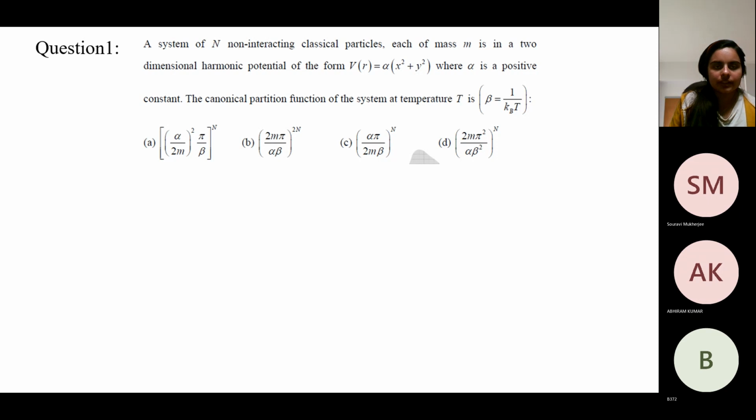Okay, so here we have a system of n non-interacting classical particles, each of mass m, in a two-dimensional harmonic potential. What we now want to do is find the canonical partition function of the system at temperature T. So can you tell me how to proceed with the question?